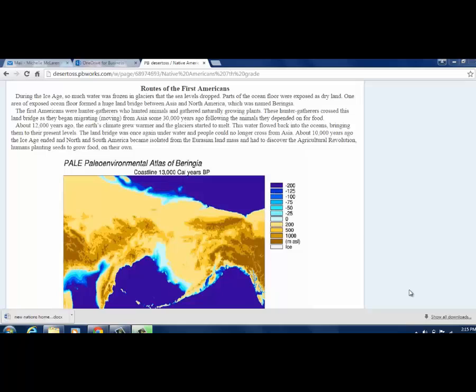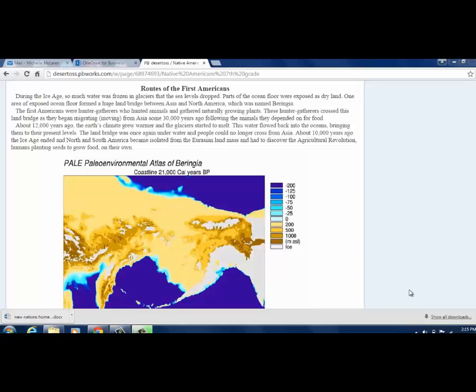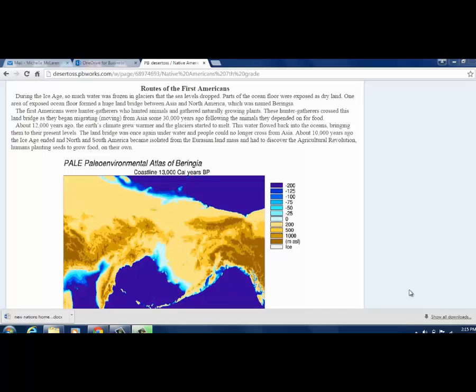About 12,000 years ago, the Earth's climate grew warmer and the glaciers started to melt. This water flowed back into the oceans, bringing them to their present levels. The land bridge was once again underwater and people could no longer cross from Asia. About 10,000 years ago, the Ice Age ended and North and South America became isolated from the Eurasian land mass and had to discover the agricultural revolution, humans planting seeds to grow food on their own.